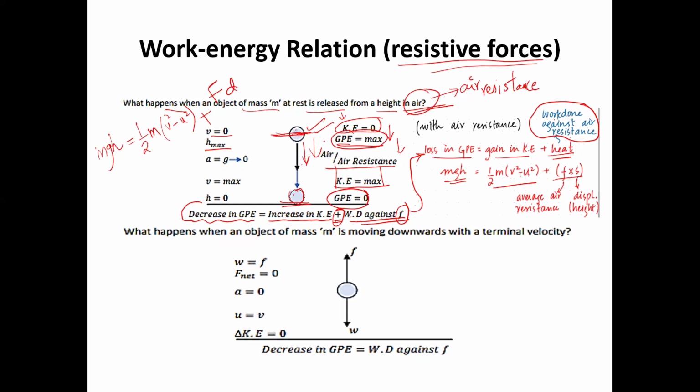Because we know what gravitational potential energy is. It is the energy possessed by a body due to its position from the ground, due to its position in the gravitational field. This is called gravitational potential energy. So because it is at a maximum height, its gravitational potential energy is going to be maximum.